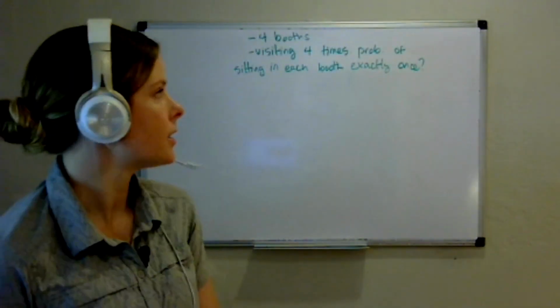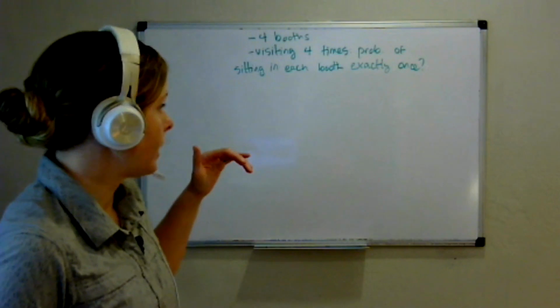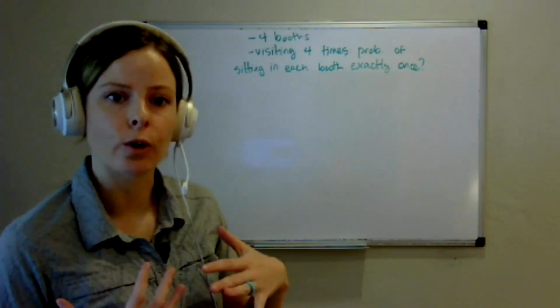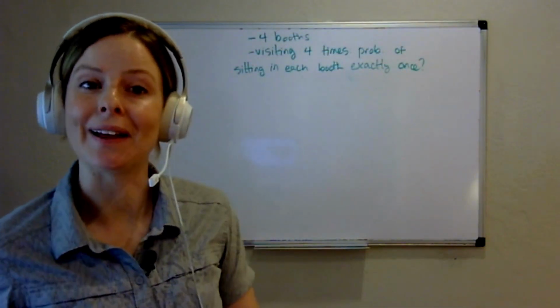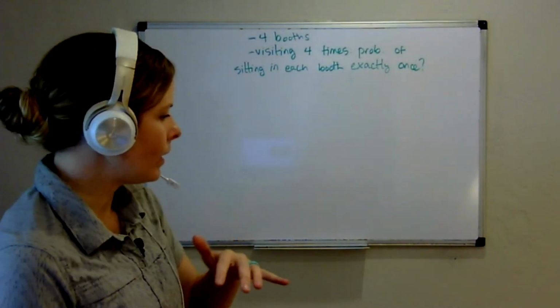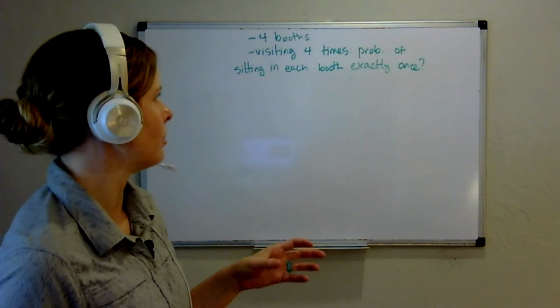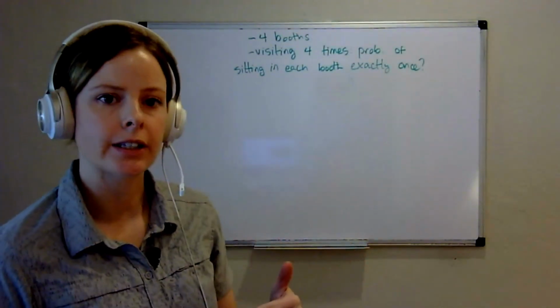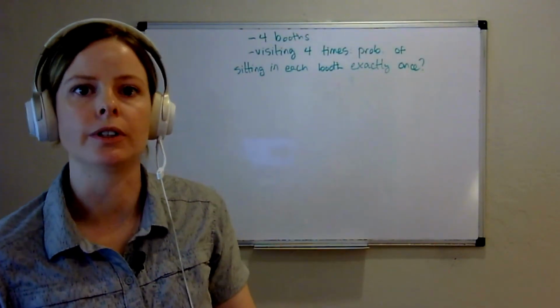All right, let's go ahead and talk about this question. So we have this pub, and in the pub are 4 booths, and Charles really likes going to this pub. He's going to go 4 times in 1 month. With this scenario, what is the probability that on these 4 visits, Charles sits in each of the booths 1 time?